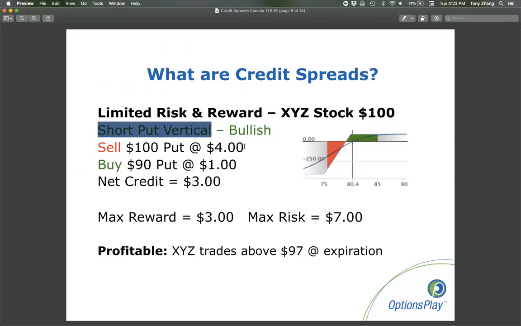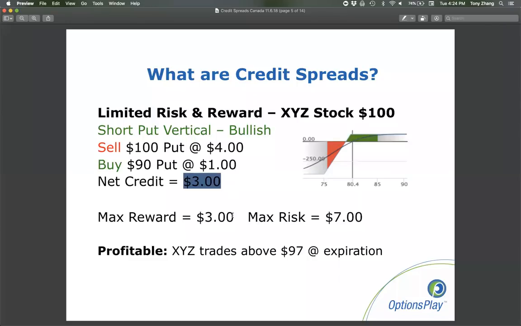So to construct a short put vertical, what we're going to do is sell a $100 put, so an at-the-money put on the stock, which in itself is a bullish strategy. And let's say we collect $4 in premium to sell that put. But because selling a put has unlimited risk, and we don't want to take on a substantial amount of risk when we're doing these types of trades, we're going to buy a $90 put against that $100 put that we've sold. And let's say that costs us $1 to buy that $90 put. What that brings us is a net credit of $3 to enter the trade.